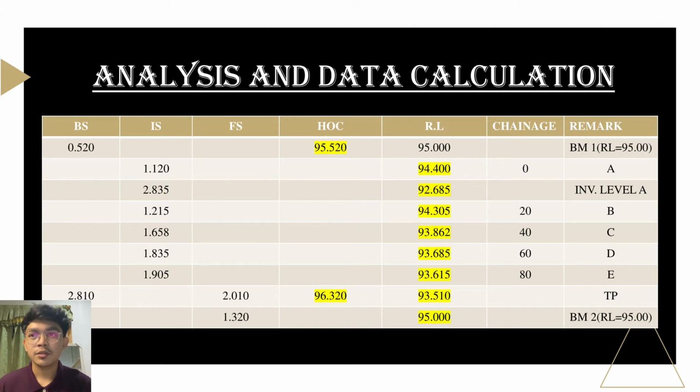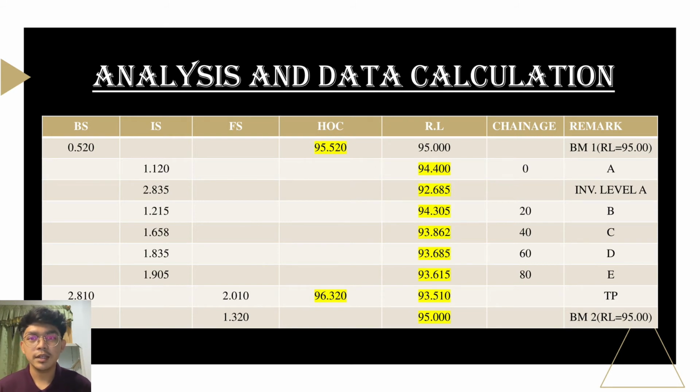So today I will talk about analysis and data calculation. For the data, first, if you want to get the RL, we should plus or minus between HOC and BS, IS or FS. So the RL we get for remark A is 94.4.